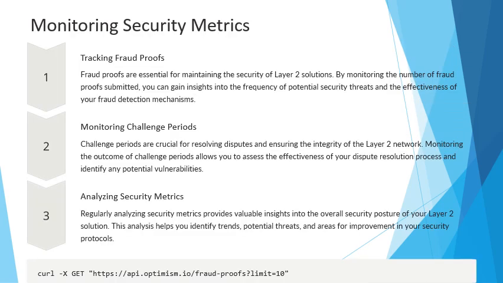So we shall monitor security metrics. First, we shall be tracking fraud proofs. Fraud proofs are essential for maintaining the security of layer 2 solutions. By monitoring the number of fraud proofs submitted, we can gain insights into the frequency of potential security threats and the effectiveness of our fraud detection mechanisms.